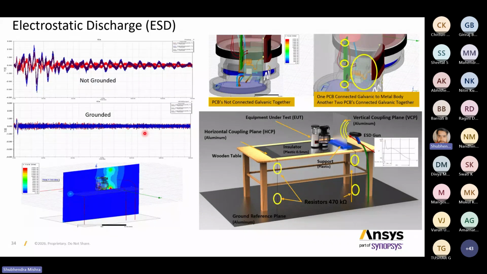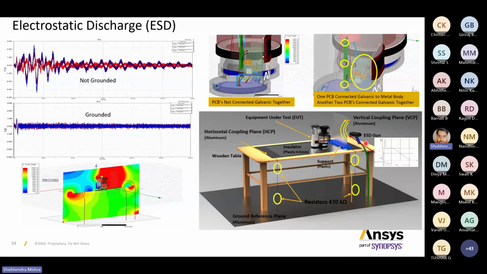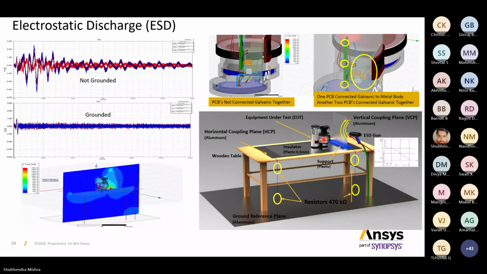To evaluate that, we have implemented a setup here. In this setup, there is one ESD gun, one coffee mug, which is our EUT, and a wooden table, and resistors of 470 kilo ohm are placed there. From the ESD, we are inserting a plane wave on the EUT and evaluating the noise.